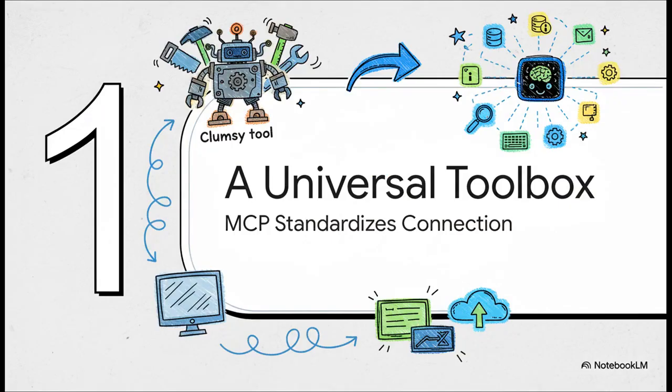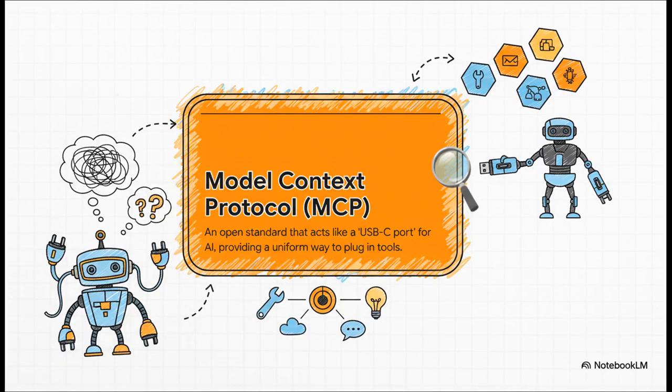Okay, so the first big breakthrough was this idea of a universal toolbox. The thinking was pretty simple. Instead of telling the AI how to use a tool every single time, what if we could just plug the tools directly into the AI using some kind of standard connection? And that solution is something called the Model Context Protocol, or MCP. The best way to think about it is exactly what's on the screen here. It's like a USB-C port for AI. It's this open standard, this one universal way to plug any tool, a database, an API, your files, into any AI that supports it. Super clever.